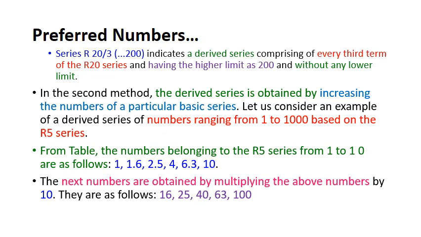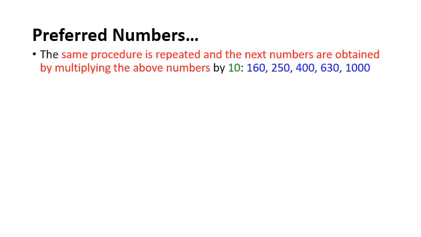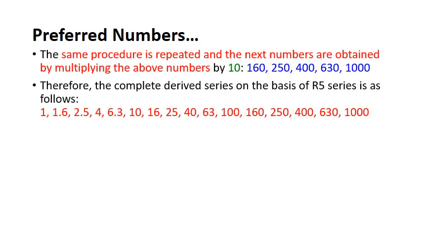Multiply 10 with 1.6 to get 16, 25 and so on, and you reach 100. Next you progress till 1000. Again you multiply these by 10 to get 160, and finally you will reach 1000. So your entire series will now be 1, 1.6, 2.5, 4 through 1000. These are the preferred numbers of your series. This is the second way to develop the preferred numbers.